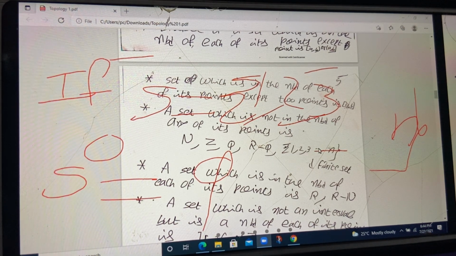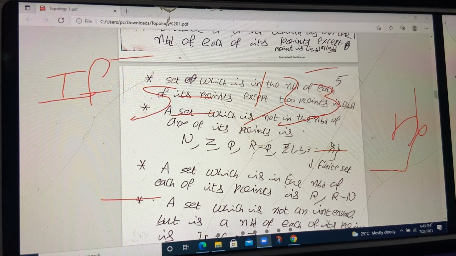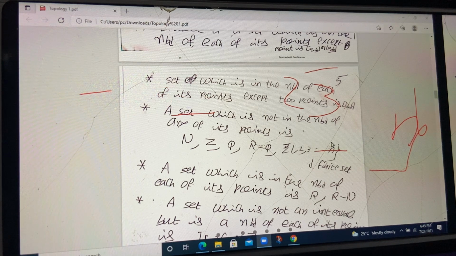If you take any point and take a neighborhood, it contains decimals. This set does not contain decimals, so that point is not an interior point. S interior is the empty set.